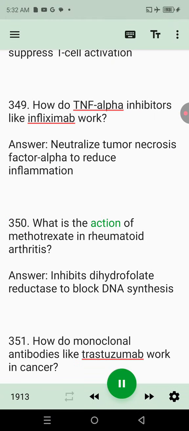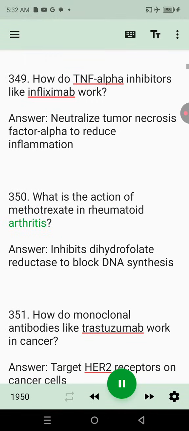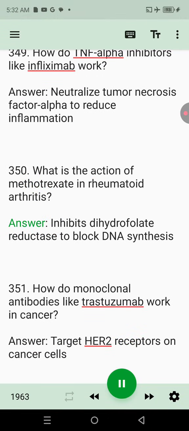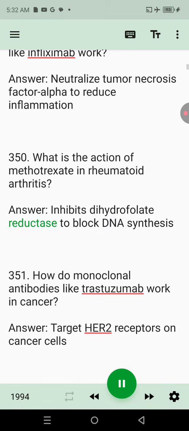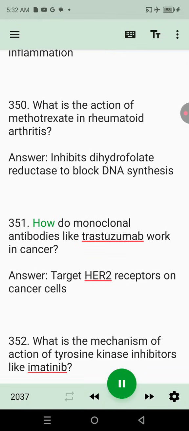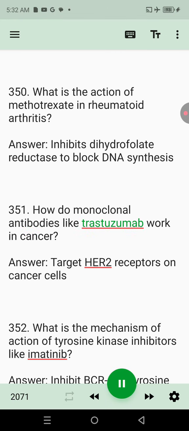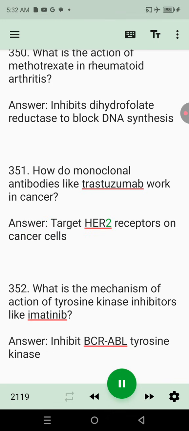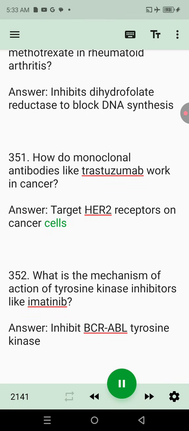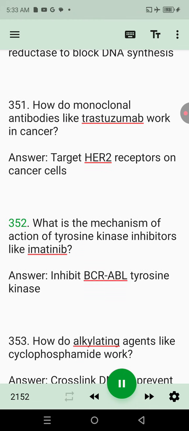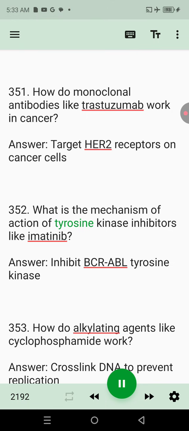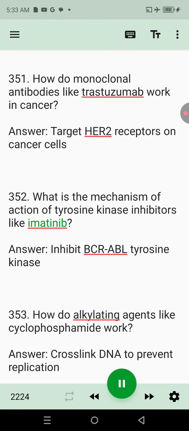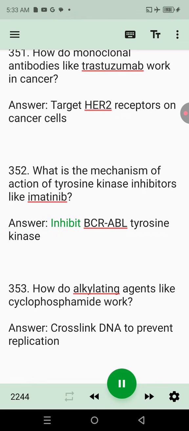350. What is the action of methotrexate in rheumatoid arthritis? Answer: inhibits dihydrofolate reductase to block DNA synthesis. 351. How do monoclonal antibodies like trastuzumab work in cancer? Answer: target HER2 receptors on cancer cells. 352. What is the mechanism of action of tyrosine kinase inhibitors like imatinib? Answer: inhibit BCR-ABL tyrosine kinase.